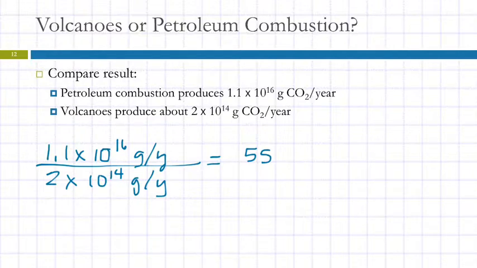Yes? Student: If the numbers had been flipped, you would have figured out that it's the petroleum ratio as opposed to the volcano. Yeah, if this number was larger, I'd put this number on top and divide by the smaller one, because what I'm asking myself is, how many times bigger is the big number than the small number? Yeah. Any questions?